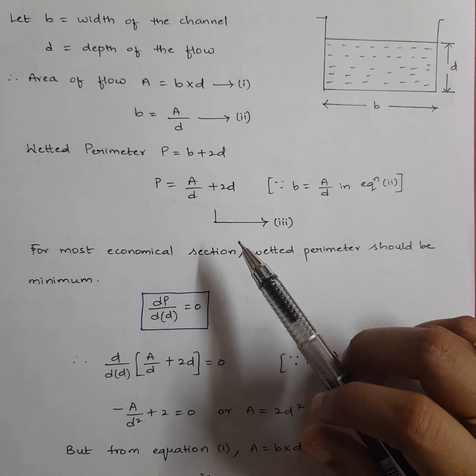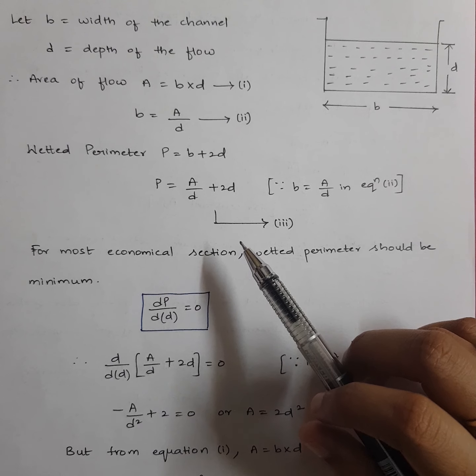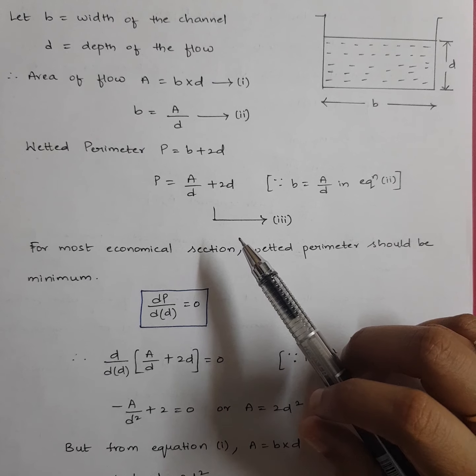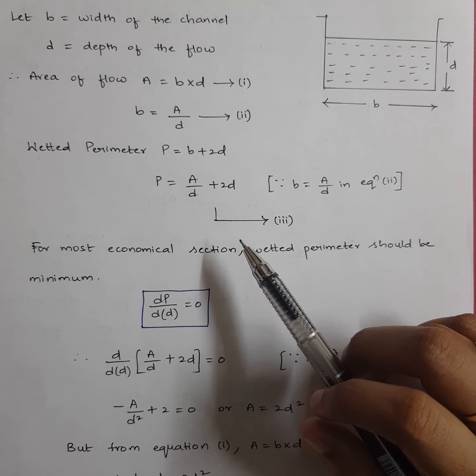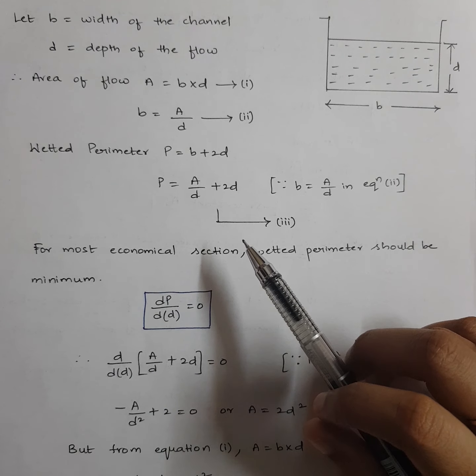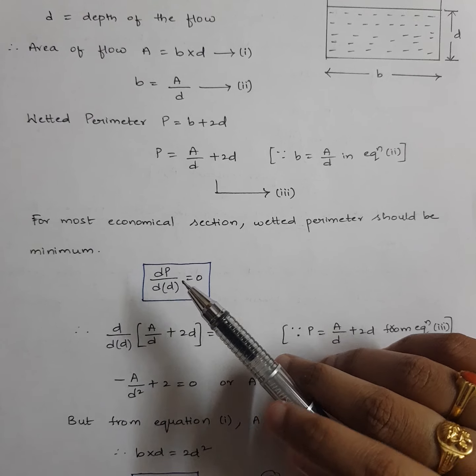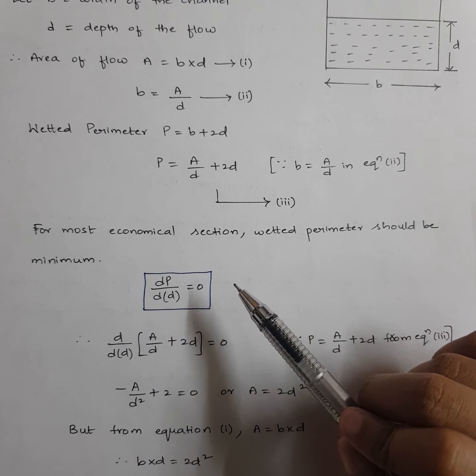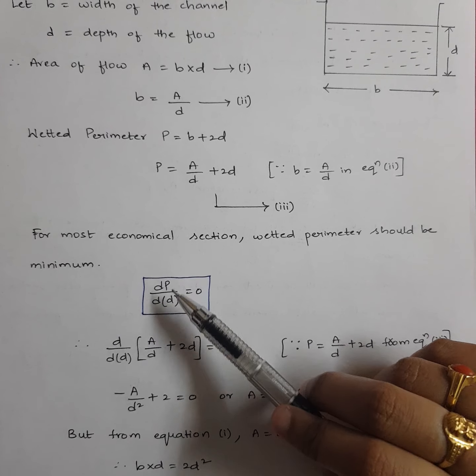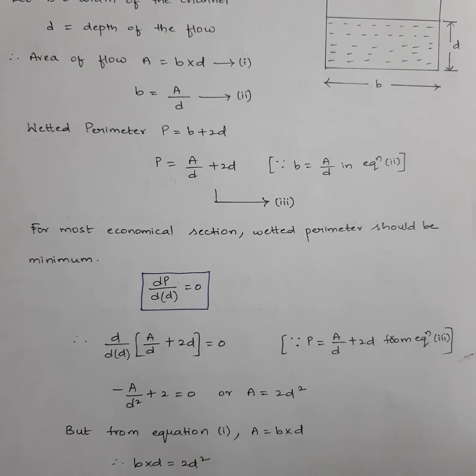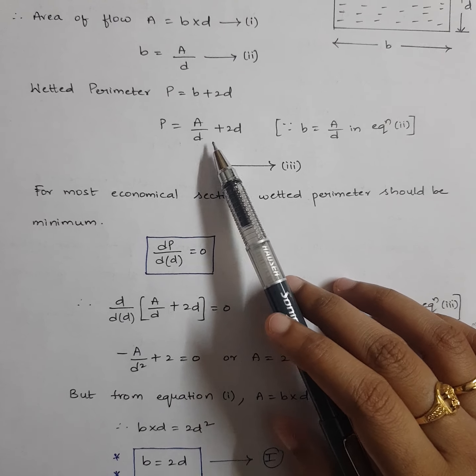Not only for a rectangular channel, for any channel your wetted perimeter will be dependent on depth of flow only. Why? Because depth of flow will not be constant all throughout the year, right? So now you have to differentiate. Since your perimeter is only dependent on depth, you have to differentiate P with respect to D and equate to 0. So this was our wetted perimeter, right?